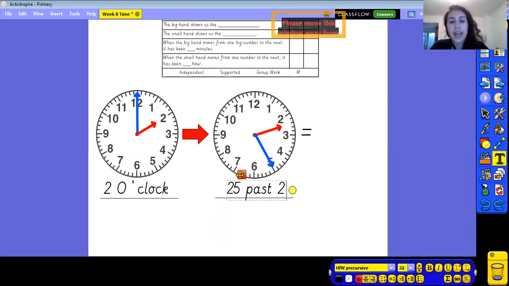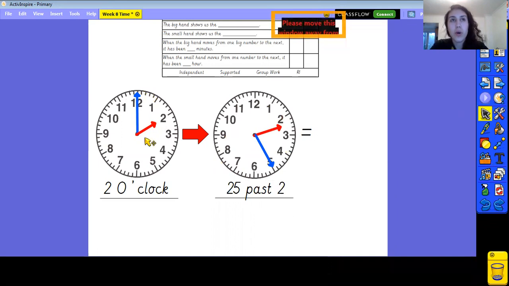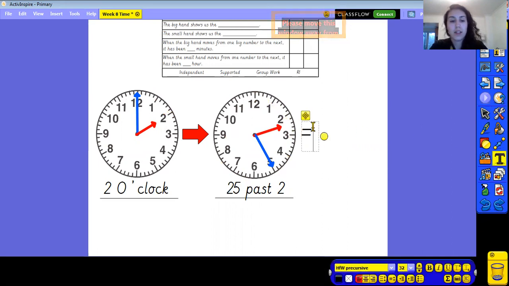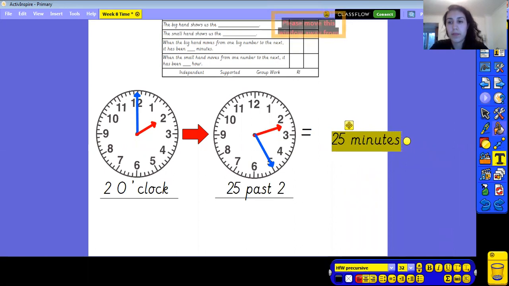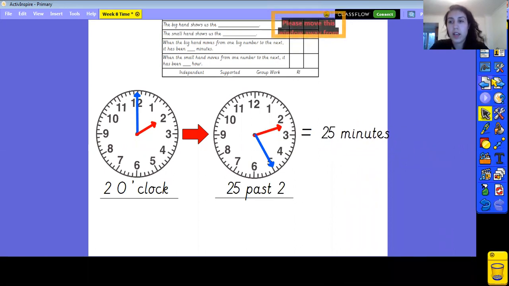So we can see here, it hasn't changed hour. It was 2 o'clock and now it's just 25 past 2. So it hasn't moved on to the next hour yet. So if our hand moves from here, it goes 5, 10, 15, 20, 25 minutes. So that is the interval between those two clocks.